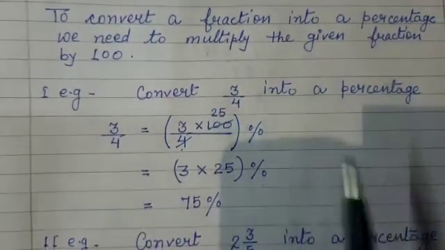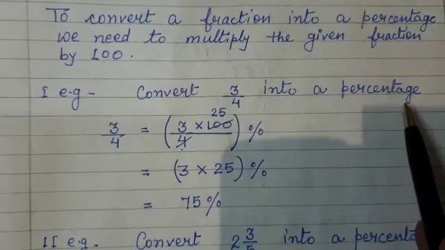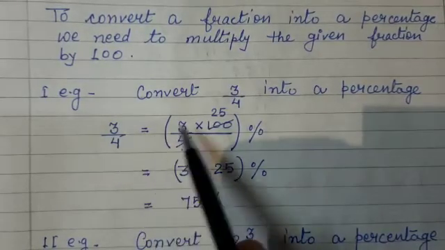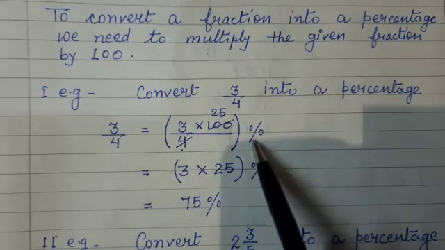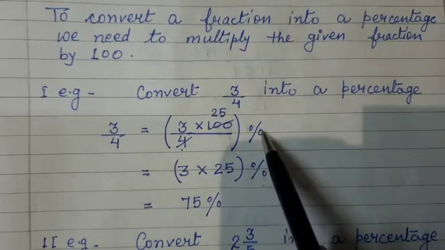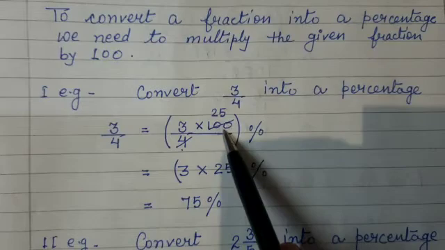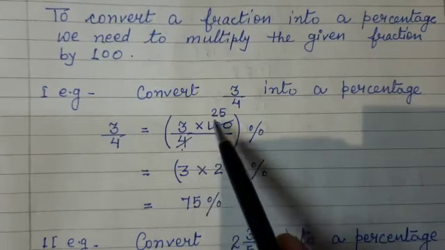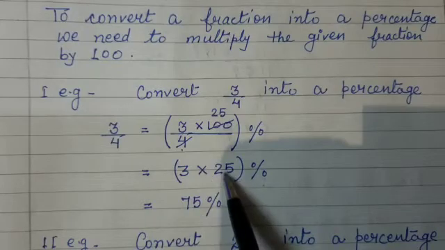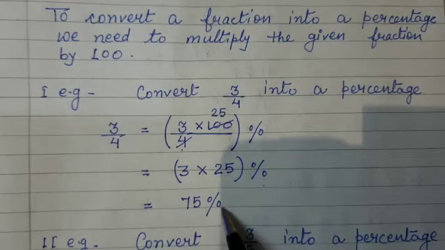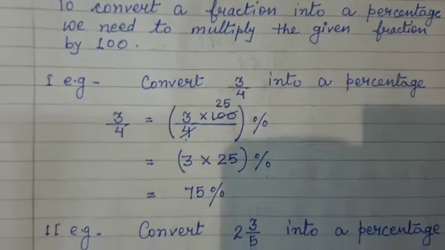Look at the example. Convert 3 upon 4 into a percentage. So 3 upon 4 is equal to 3 upon 4 into 100, and the symbol of percentage will be applicable here. This 100 is divisible by 4. 4 into 25 is equal to 100. Therefore, it will be 3 into 25. Finally, it is 75%.